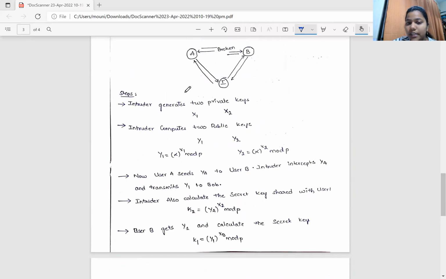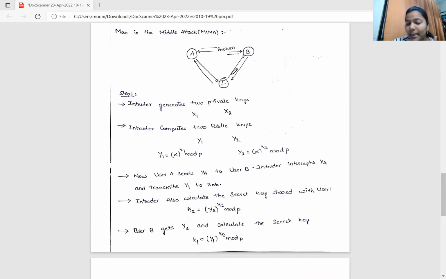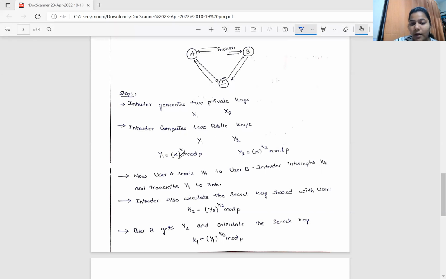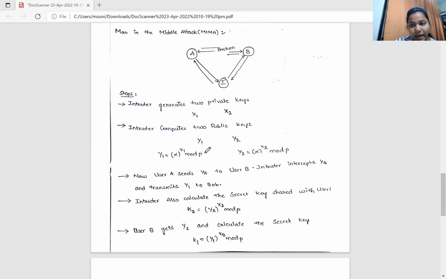Here, the intruder first is going to generate two private keys, X1 and X2, and he is going to keep them, and then he is going to compute the public keys with the help of these two private keys. As I already told, alpha is the primitive root and P the prime number, both are global elements, so that would be known to everyone. So the intruder, with the help of these elements, is going to come into the communication circle between A and B. Now the intruder computes both Y1 and Y2, which are public keys. Y1 is equal to alpha power X1 mod P, and Y2 is equal to alpha power X2 mod P. In this way, he is going to calculate two public keys.